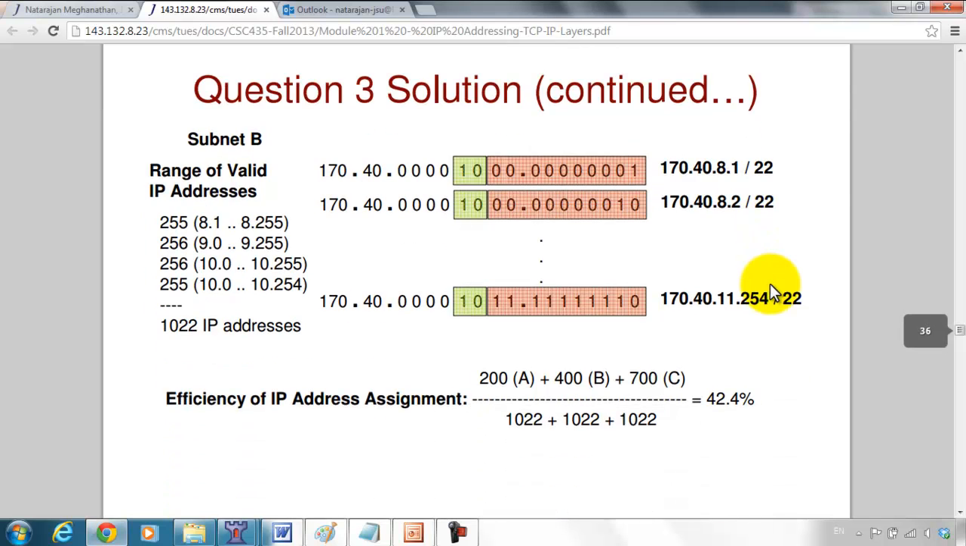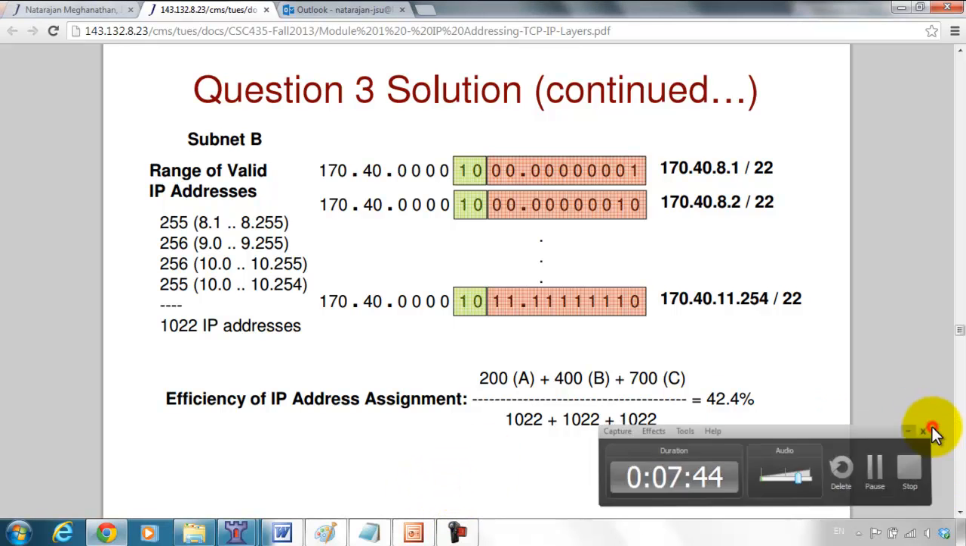So the efficiency of assignment is 200 for subnet A, 400 for subnet B, and 700 for subnet C. And you can support 1022 IP addresses for each of them. So the efficiency is the sum of all these, 200 plus 400 plus 700, divided by 1022 added 3 times, that is 42.4%. Okay.